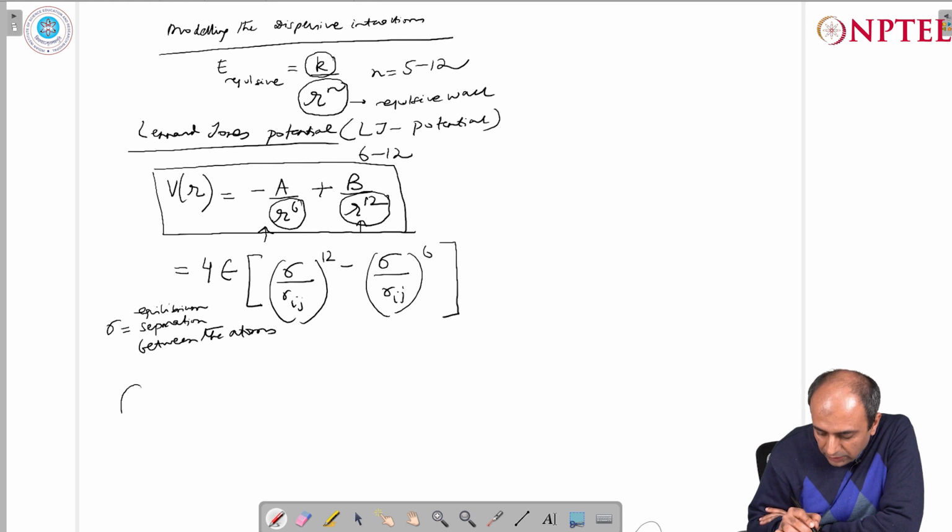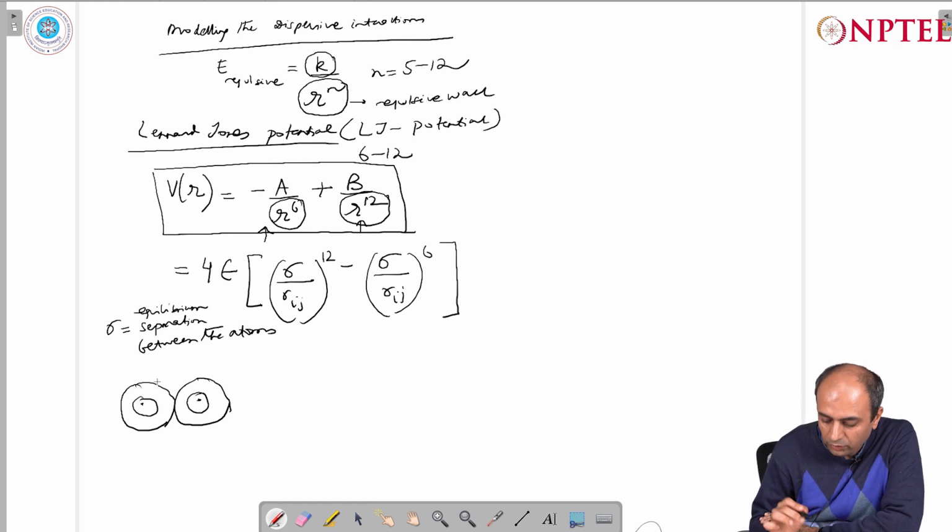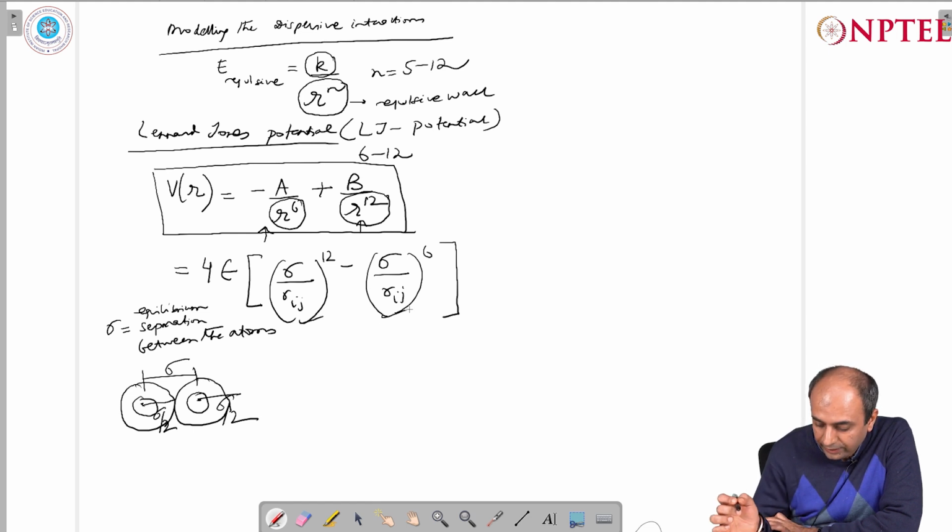For example, we can say that we have got these two atoms. This is the inner electron cloud and this is the outer valence electrons, and we say that the two atoms essentially are touching each other, and so this is sigma by 2, this is sigma by 2. So the total separation is sigma, and this is the repulsive part and this is the attractive part.